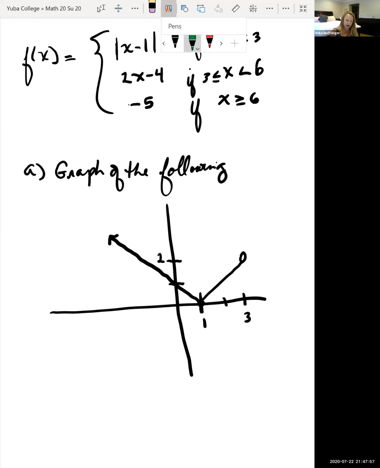So now you want to graph the piece here where x is between 3 and 6. When x is 3, let's plug in 3 for x. We get 2 times 3 is 6. 6 minus 4, that is 2. So I'm going to actually color this in because there's actually a point there. And then let's see what's happening at x equals 6. If we plug in 6 for x here, we get 2 times 6 is 12. 12 minus 4 is 8. So at 6, we get 8.